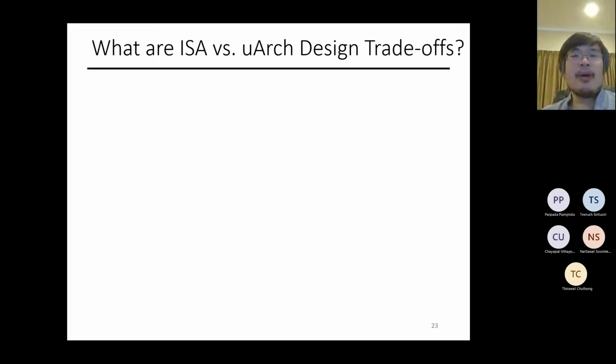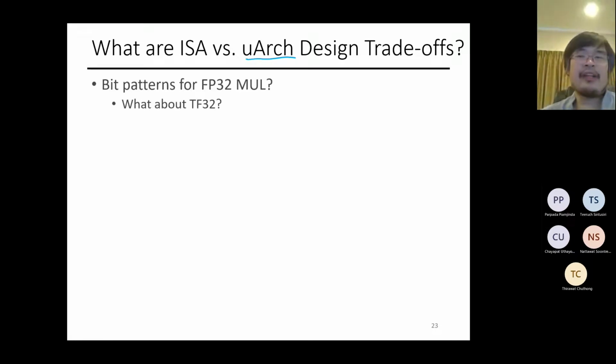So what are the ISA versus microarchitecture? Whenever you see uArch here, it means microarchitecture, design trade-off. Things like, for example, floating point 32 multiply, right? Versus TensorFloat. Anyone heard about this data point? Not data point, data type. TensorFloat 32.